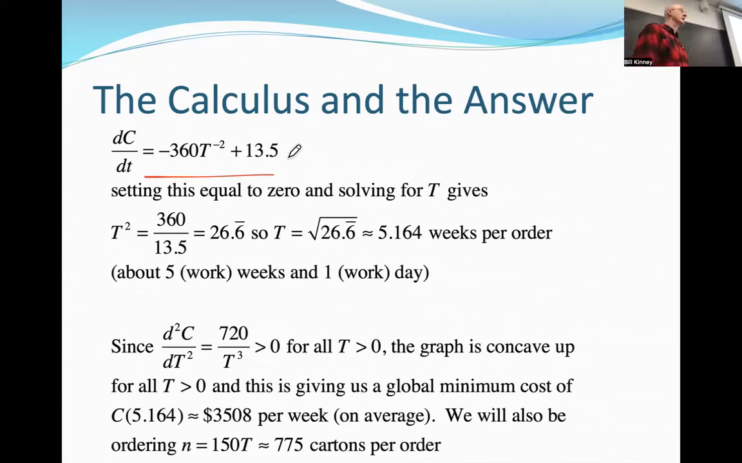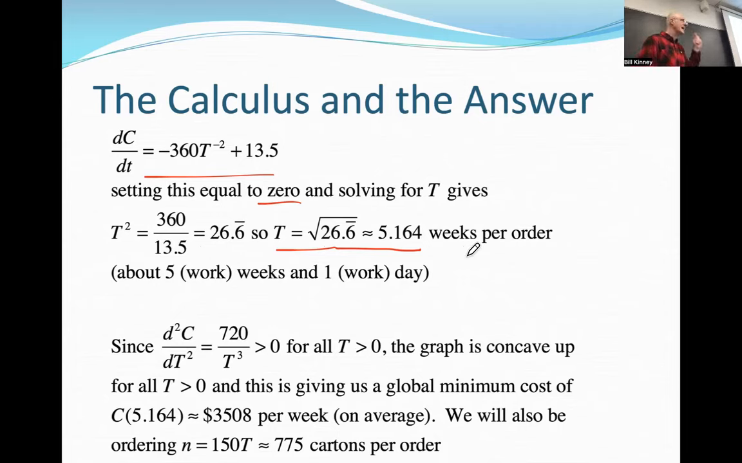What are we after? We're after a critical point. Set this derivative equal to 0. Solve for t. Negative 360 t to the negative 2 can be written as negative 360 over t squared. You could bring that to the other side of the equation, divide both sides by 13.5, and then take a square root. t is about 5.164 weeks per order, about 5 weeks and 1 day. That's what the math is telling us, how often to place our orders.